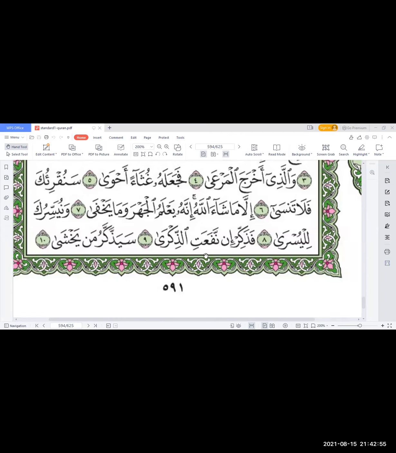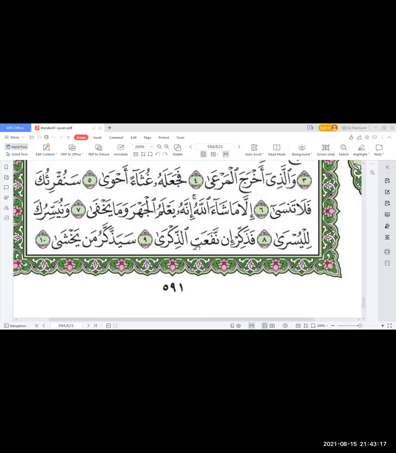So Ustaz, is dhikra an ism or a maf'ul bihi? Dhikra is an ism and it is the subject, the fa'il of nafa'at. So the feminine ta refers to the dhikra. Yes.